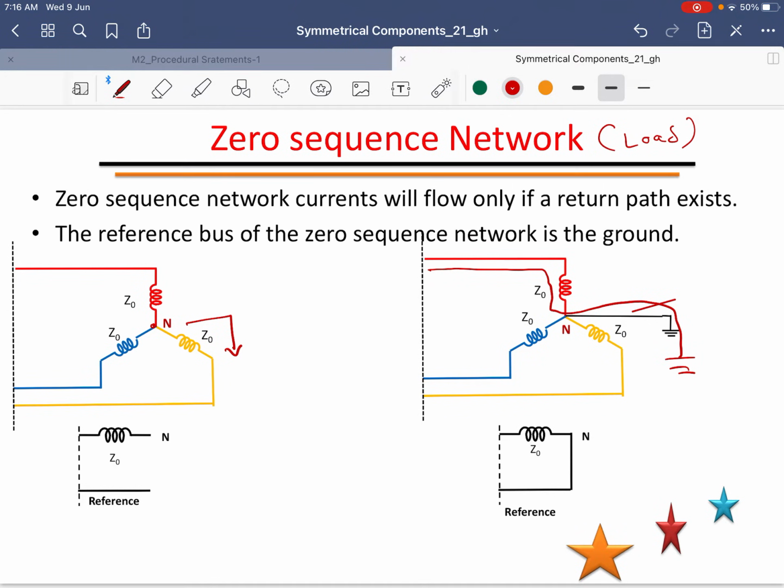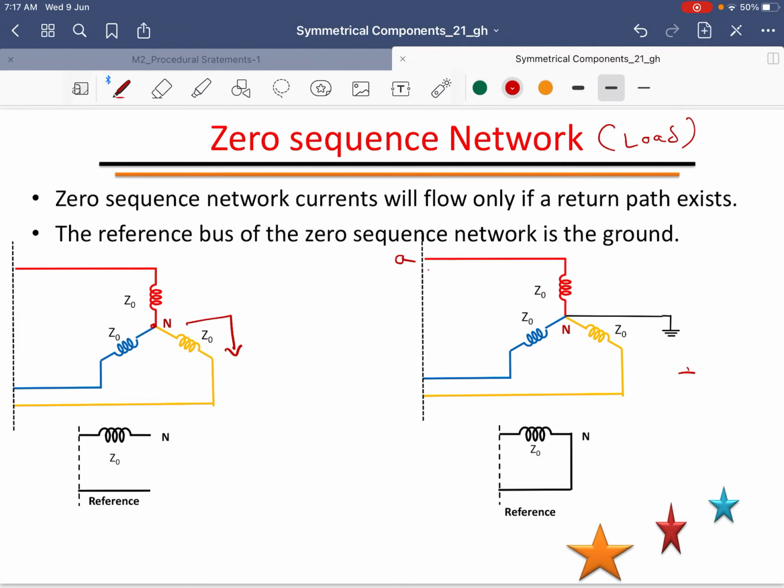Therefore, you can draw here, from this point A, the current flowing here, this is Z0, and this is the neutral. From neutral to ground it is shorted. This means there is a return path, and therefore the circuit is completed in this manner. This is how we have to draw the network.